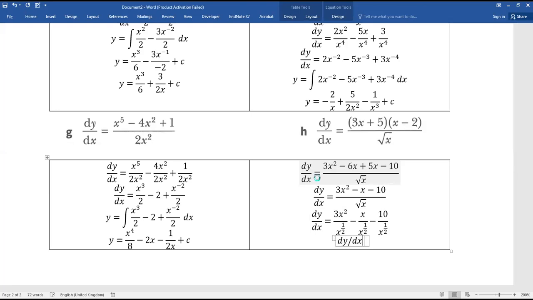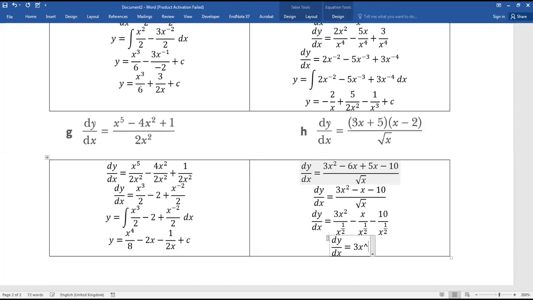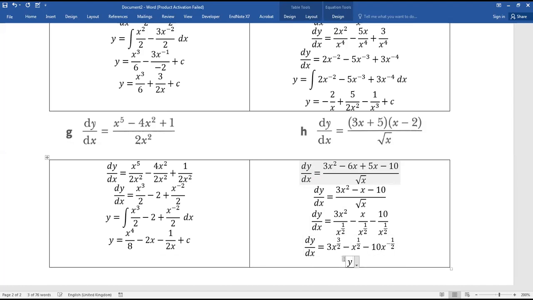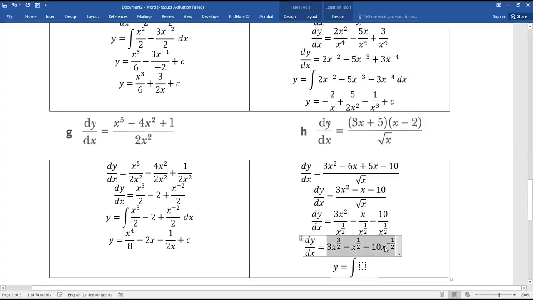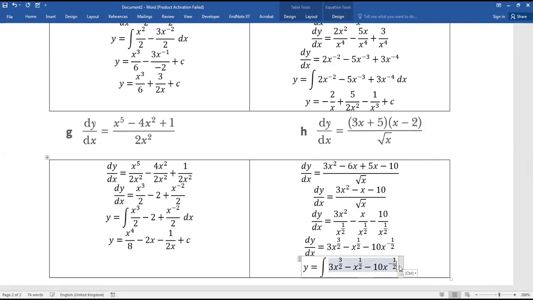Now I can write each one of them individually, which is 3x to the power, if I take 2 and I subtract 1 from it, I get 3 by 2, minus x to the power 1 by 2, minus 10x to the power negative half. Now, sir, don't you get negative 1 upon 2? 2 minus 1 upon 2, you'll have to take the LCM. We can use a calculator to do that as well. It's 2, sorry, I thought it was 1. It's 2. My mistake. So it's perfectly fine.